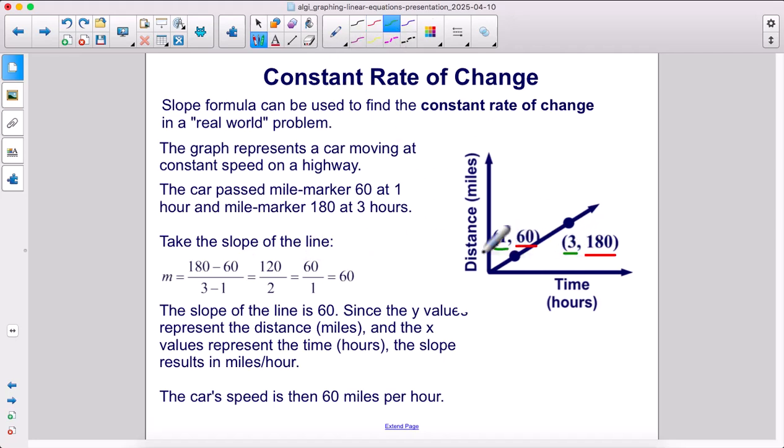3 minus 1 in the denominator gives us 2. 120 over 2 is 60. The slope of the line is 60. Since the y values represent distance in miles and the x values represent time in hours, the slope results in miles per hour. The car speed is then 60 miles per hour.